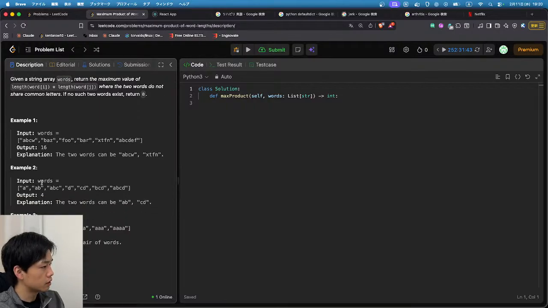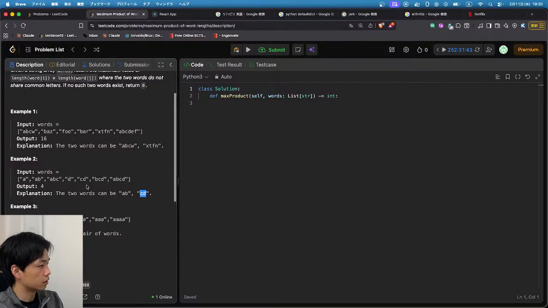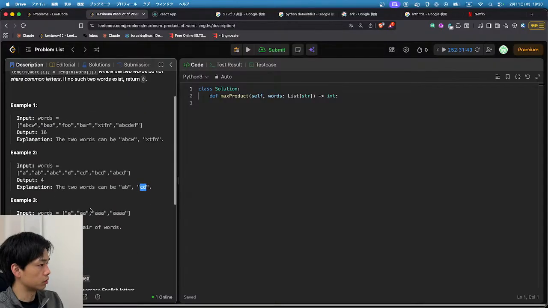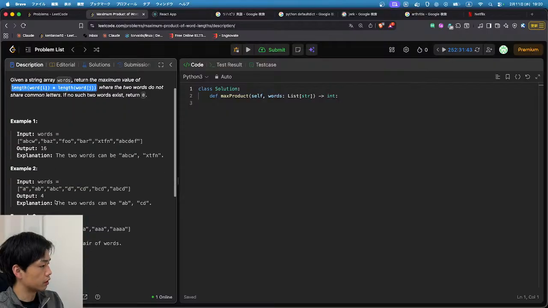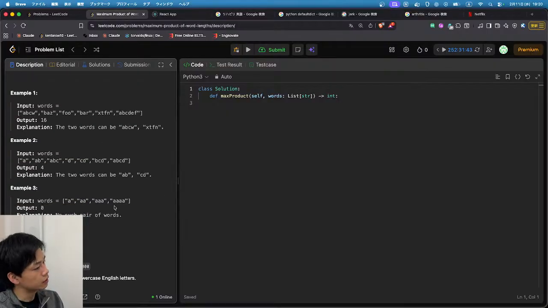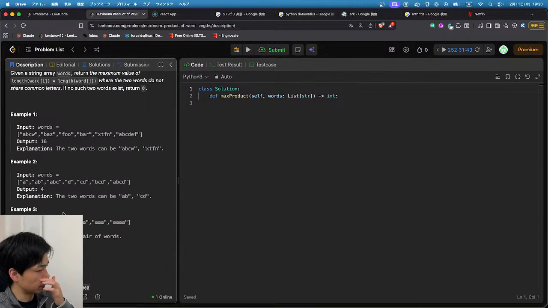And in this case, AB and CD is the combination that can get the maximum value of this formula. And in this case, each word has the shared letter A, so we should return 0.